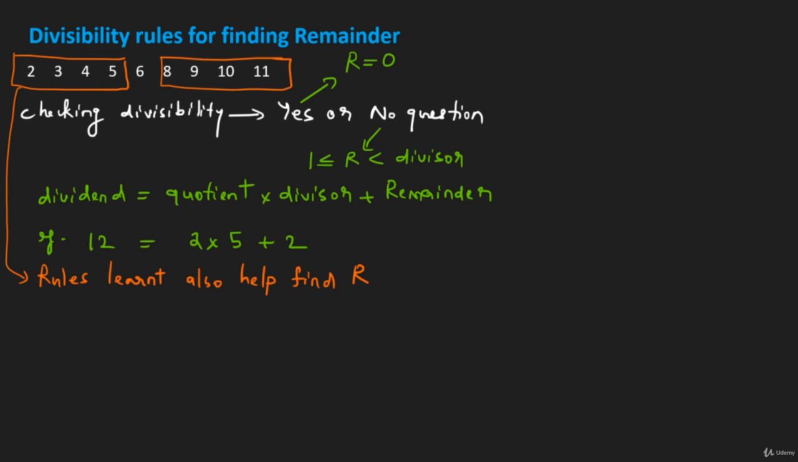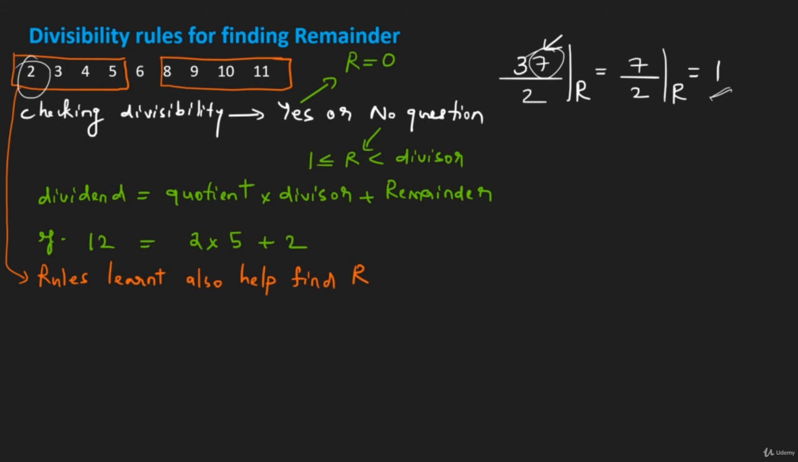Say you want to find 37 divided by 2. That would be equal to 7 divided by 2, because as per the rule for 2, only the last digit counts for divisibility, right? So 37 by 2, if you want to find the remainder, you just need to check the last digit. That's equal to 7 by 2 and taking the remainder, which is equal to 1.